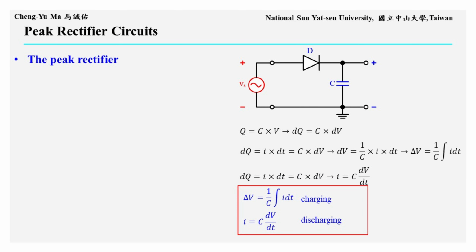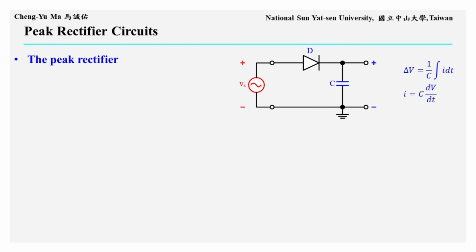Mathematically, when current flows into the capacitor, the voltage increases. This is the charging condition. The voltage increase equals the time integral of the incoming current divided by C. When current flows out of the capacitor, the voltage decreases with time. In the discharging condition, the current is equal to C multiplied by the time derivative of the capacitor voltage. After understanding the capacitor current-voltage relationship, we can start analyzing the peak rectifier.